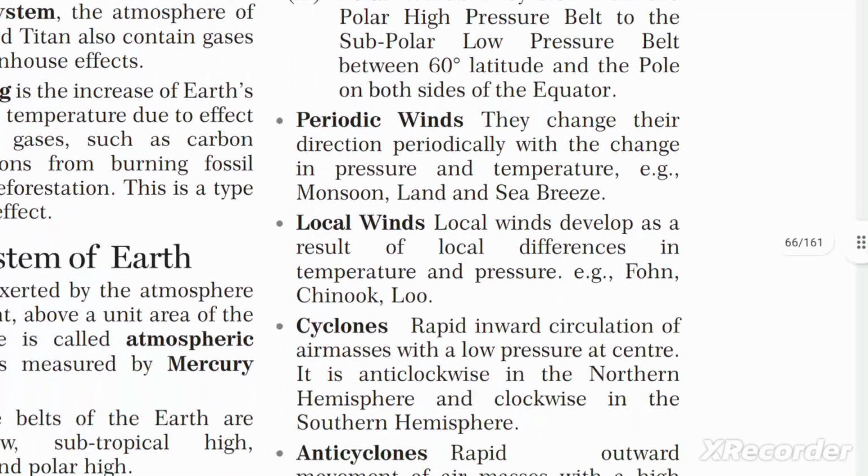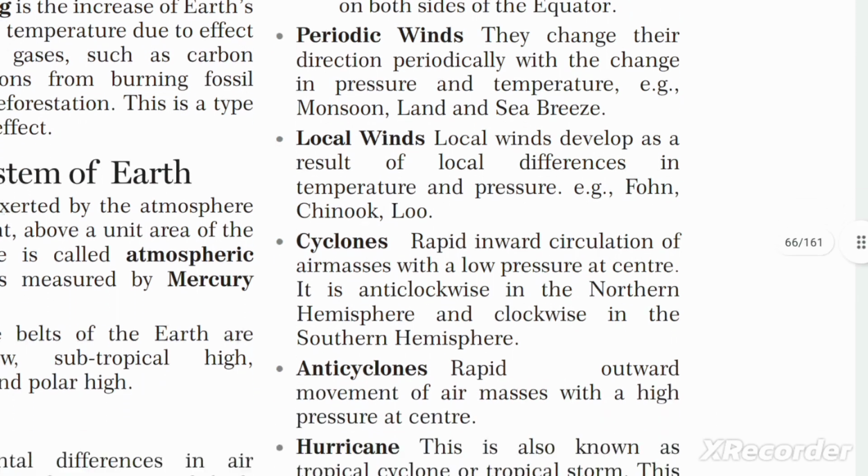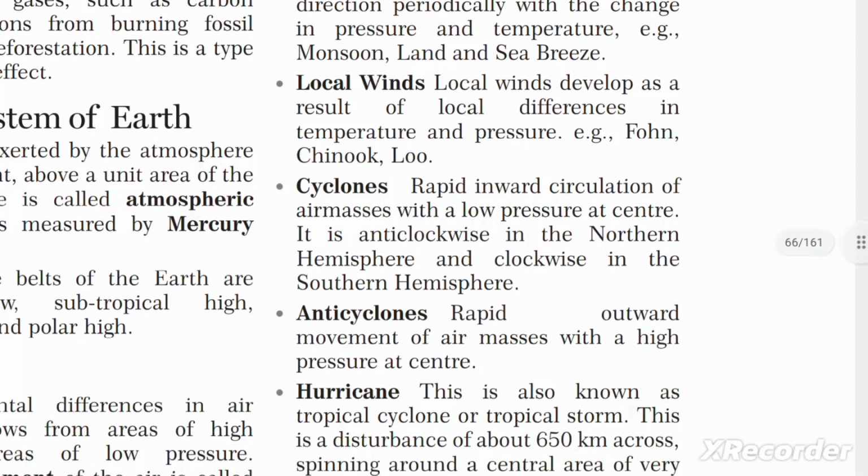Periodic winds change their direction periodically with the change in pressure and temperature. Example: monsoon, land and sea breeze. Local winds develop as a result of local differences in temperature and pressure. Example: Foehn, Chinook, Loo. Cyclones: rapid inward circulation of air masses with a low pressure at center. It is anticlockwise in the northern hemisphere and clockwise in the southern hemisphere.